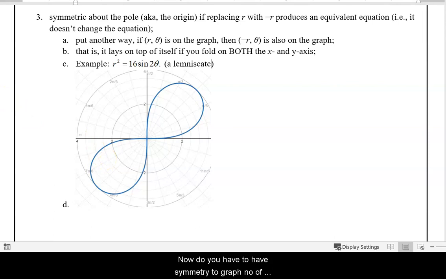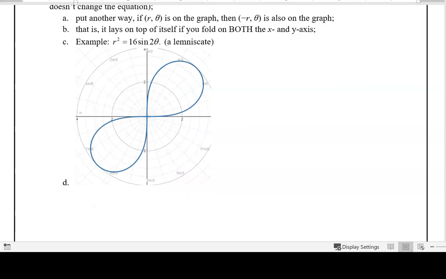Now, do you have to have symmetry to graph? No, of course not. Does it help? Yes, it helps, but it's not necessary. You can graph as long as you pick enough points. But again, I'm not expecting you to graph by hand for the most part. I'd be happy if you know how to use the technology to produce the graph you need.